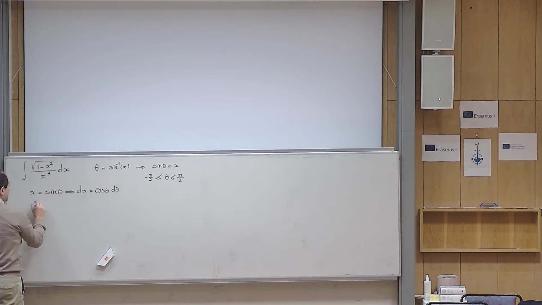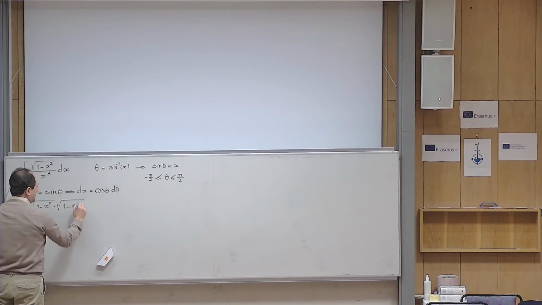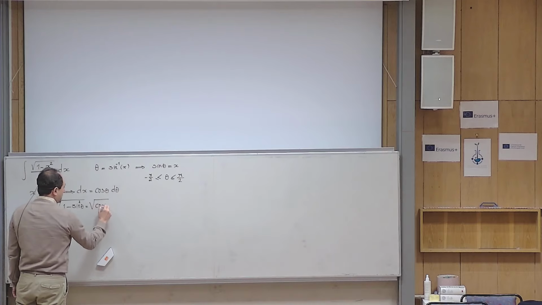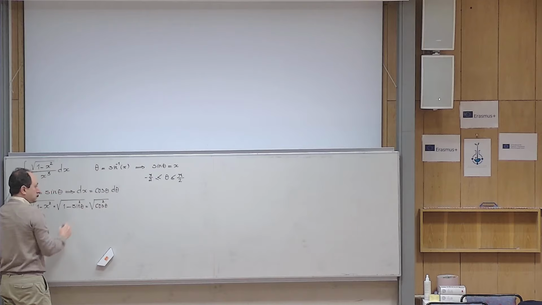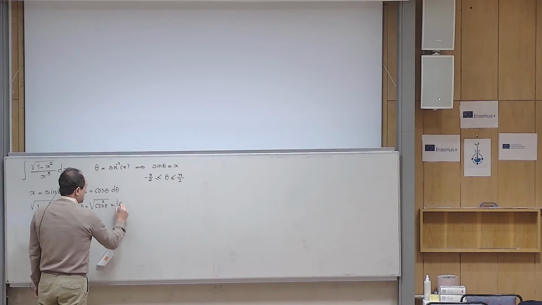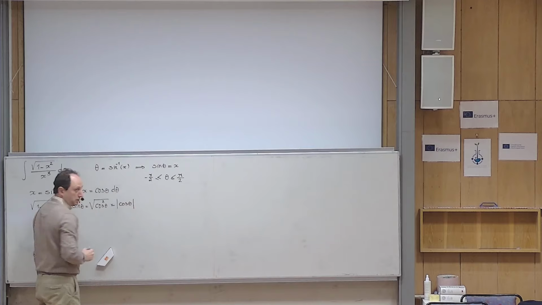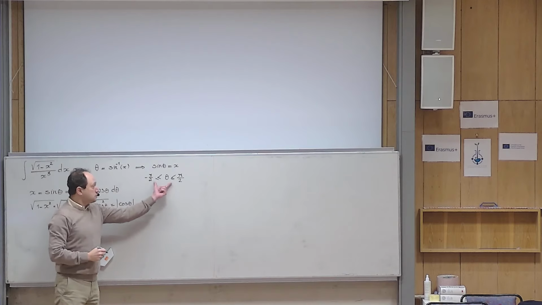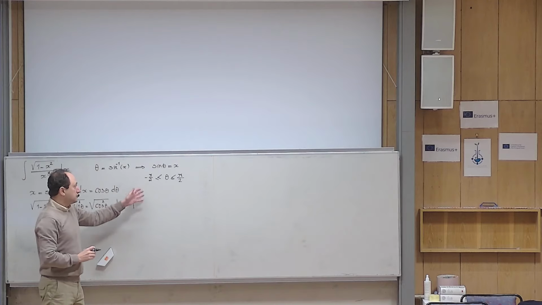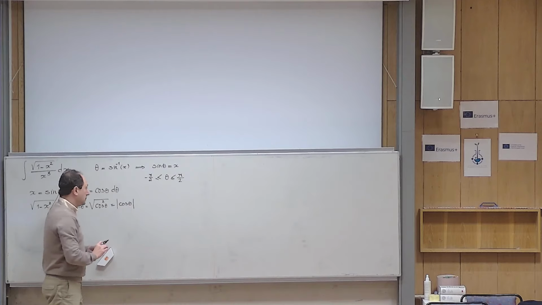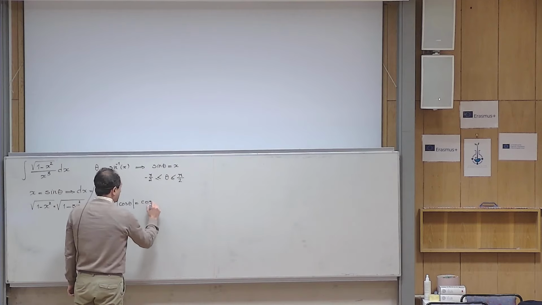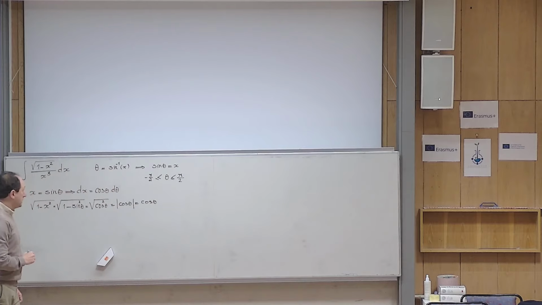So square root of 1 minus x squared becomes square root of 1 minus, instead of x I put sine theta, so it becomes sine theta squared. But this is very famous. It becomes square root of cosine theta squared. 1 minus sine theta squared is cosine theta squared, and this becomes the absolute value of cosine theta in general. But exactly because of this part, I know that theta is in the first or in the fourth quadrant, and in both cases cosine theta is non-negative, and I don't need the absolute value sign, so I can remove it.